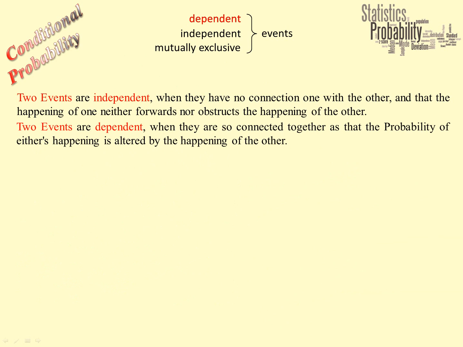Two events are dependent when they are so connected together that the probability of either's happening is altered by the happening of the other. Now that sounds terribly complicated, but if one event happens and therefore it affects another one, then that's dependent. A simple case is drawing two cards from a pack of cards without replacement. Once you draw the first card, if you don't replace, all the probabilities are changed now, because now there are only 51 cards to choose from.